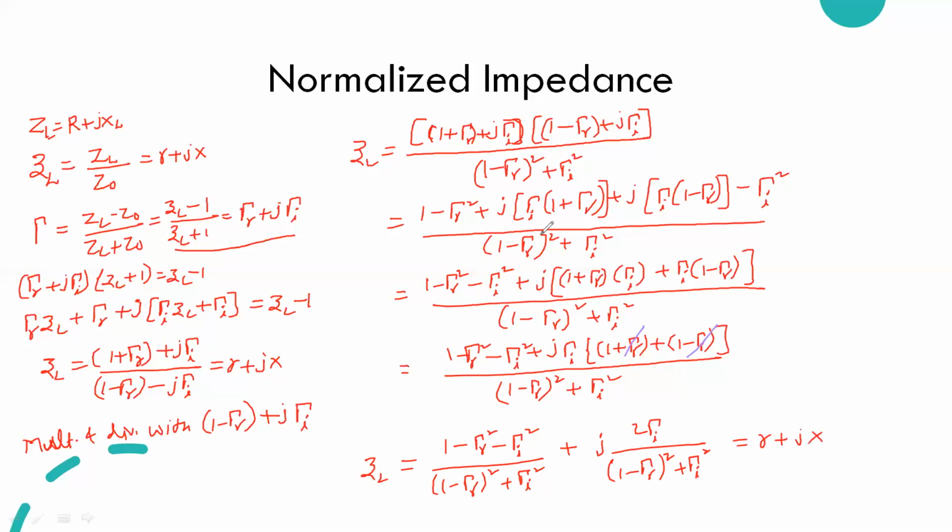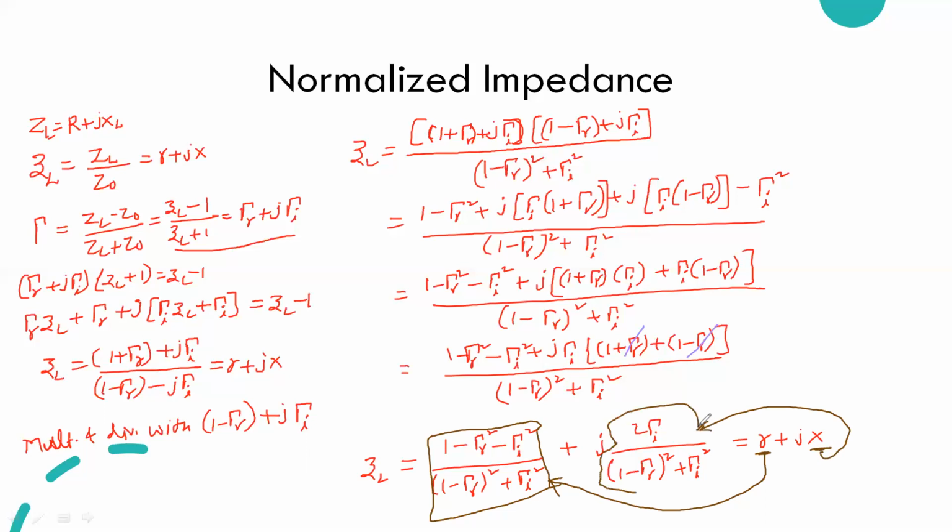Okay. So here, to look into this, the term r, that is the resistance value, has been equated to this term. And your x term has been equated to this value, the j term. Okay. So r is equal to this value and x is equal to this value. So we are going to write that.